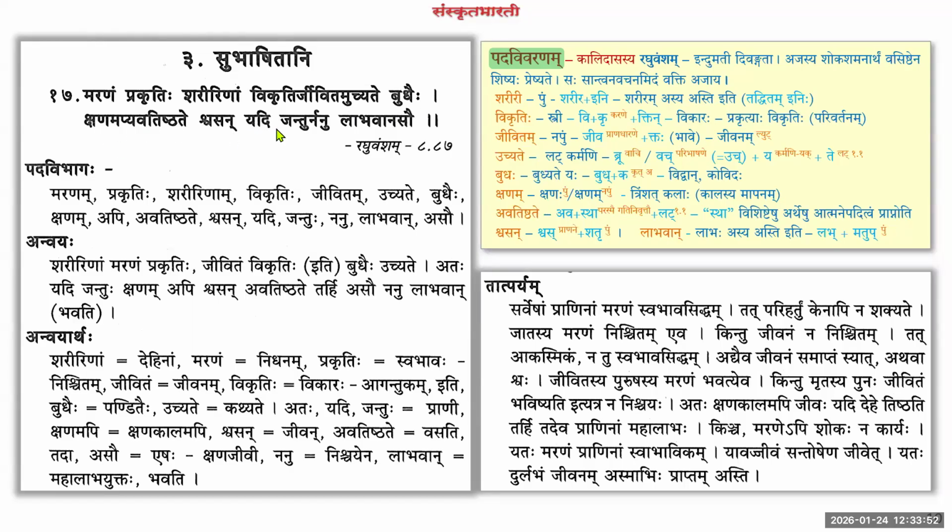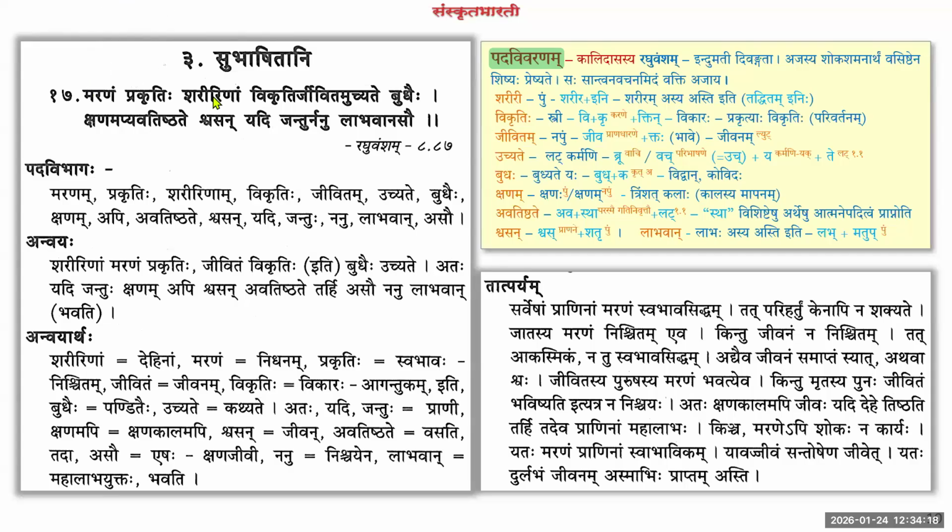Kshanamapyavatisthate shwasan yadi jantur nanu labhavan asau. Beautiful. Maranam prakritihi sharirinam. One phrase. Okay, Raghuvamsha, Kalidasa. Maranam prakritihi sharirinam. I think again Kumbho... Oh, no. This may be Dilipa to Kumbhodara because it sounds more sensible. It cannot be Kumbhodara to Dilipa.